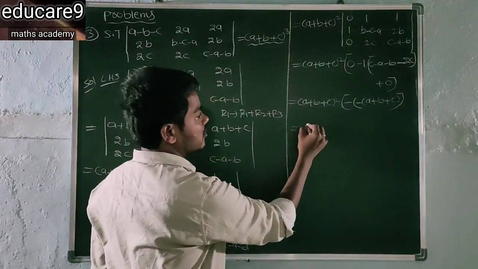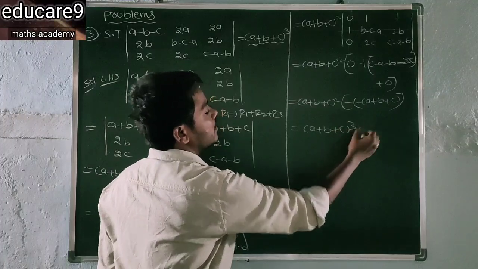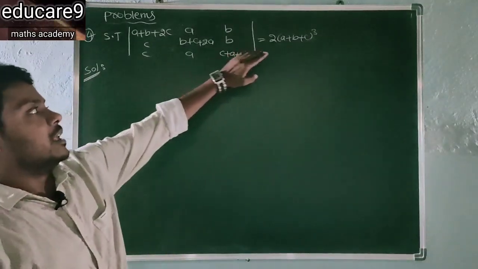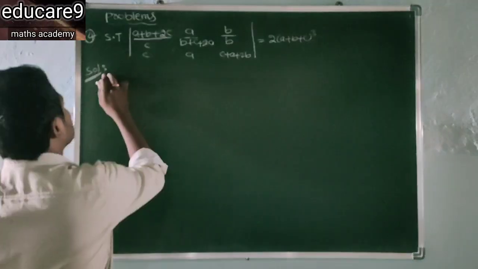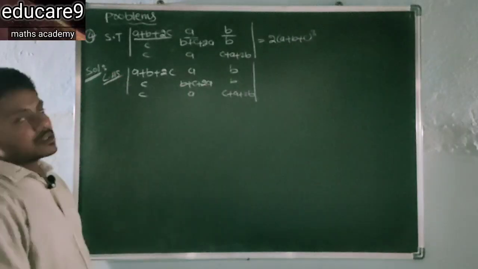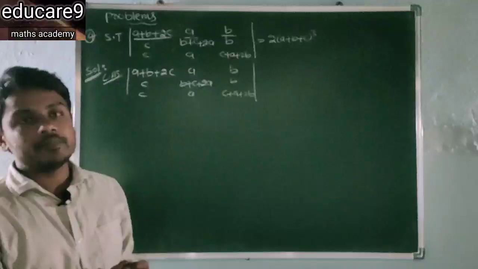So clearly this is a plus b plus c whole cube. So see the next one. Show that this determinant value is 2 times (a plus b plus c) whole cube. So consider LHS. So see here what is the answer? 2 times (a plus b plus c) whole cube.